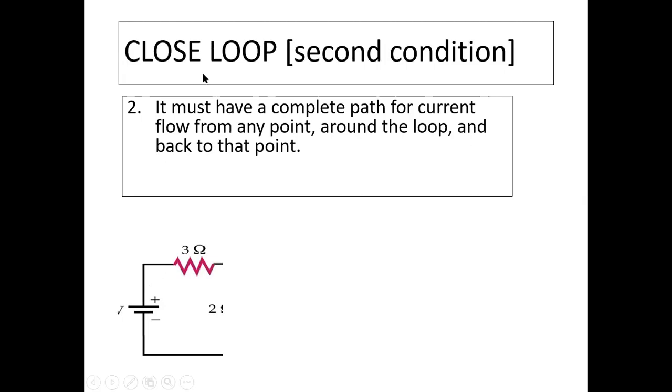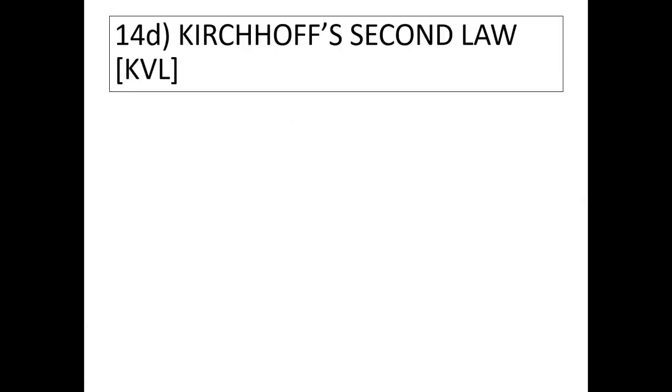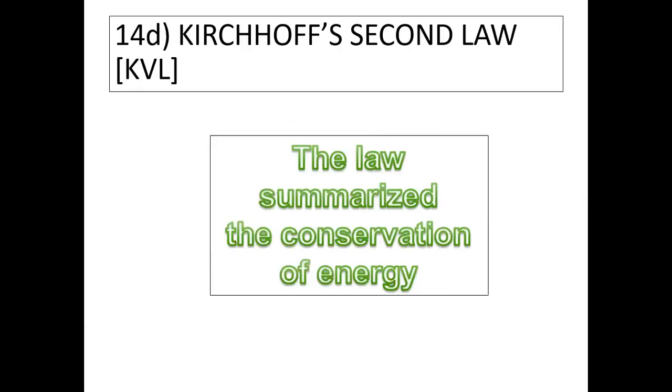Current cannot flow, so how can it be a closed loop? It must be a complete path for current to flow. That is the other criterion. So it's not a closed loop, because current cannot flow. And remember, this relates to the law of conservation of energy. We will show that in a while.